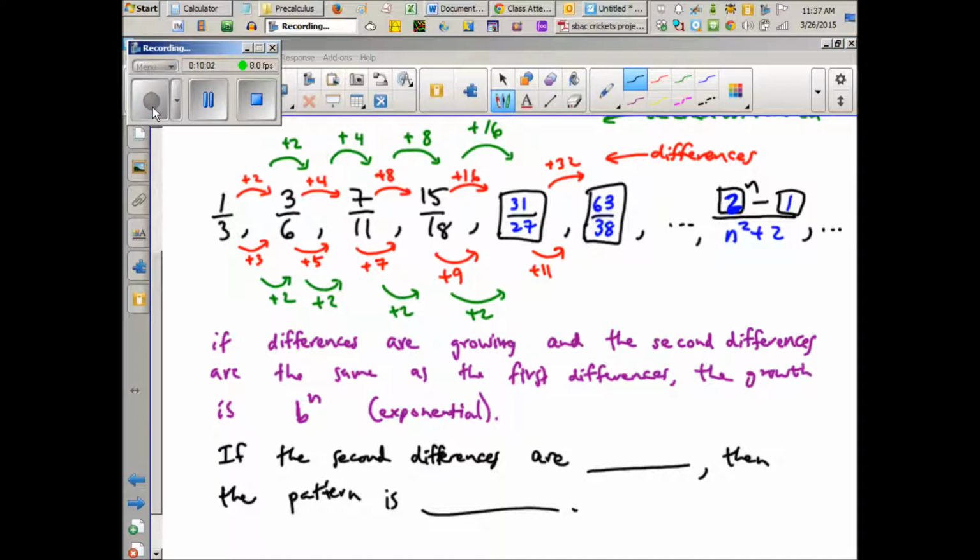Okay, so how might we complete the sentence? If the second differences are what, Jack? If the second differences are constant and the growth is quadratic. That's correct. If the second differences are constant, then the growth is quadratic, or the pattern is an n-squared pattern. That's good to know. That's really good to know. That takes a lot of the guesswork out of it next time. Just find the difference. Find the differences of the differences. If it seems to be constant now, well, you've got an n-squared pattern. Good to know.